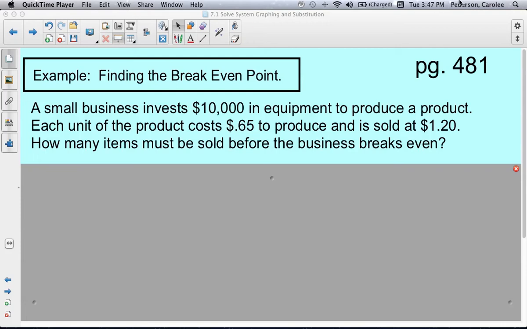Here's an example of a break-even point on page 481 in the pre-calculus textbook, so you can follow along. So here's the example. A small business invests $12,000 in equipment to produce a product. Each unit of the product costs 65 cents, and it's sold for $1.20. How many items must be sold before the business breaks even? So we have to set up a couple variables.